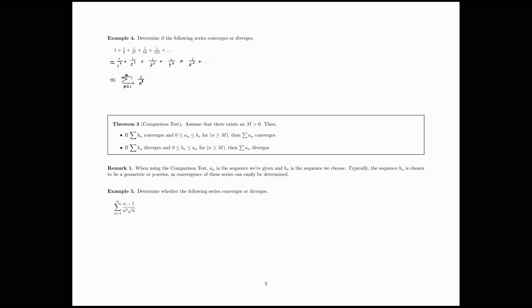So, does this series converge? Yes, this converges. Why? It is a p-series. p is equal to 3, which is greater than 1. We don't need a whole ton of justification here. That is good enough. It's a p-series with p equal to 3, which is strictly greater than 1.